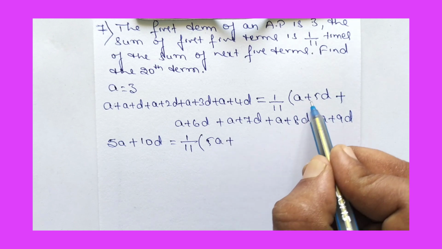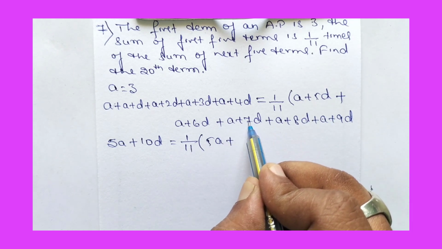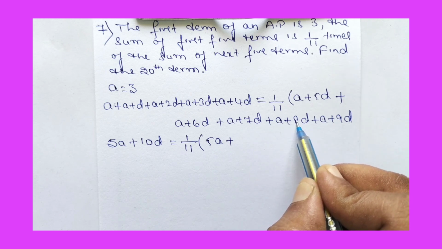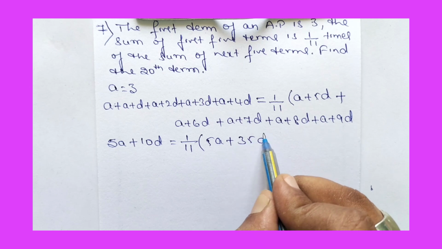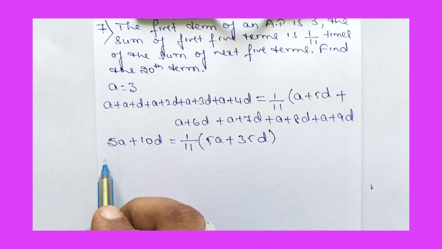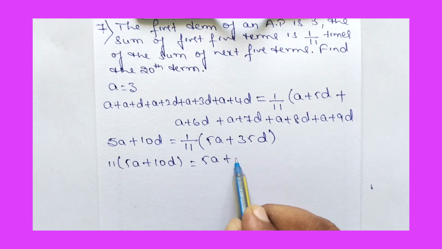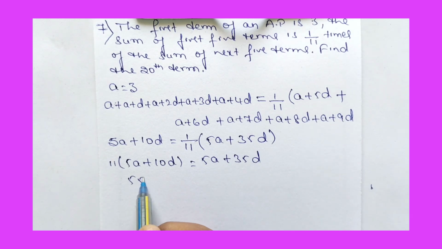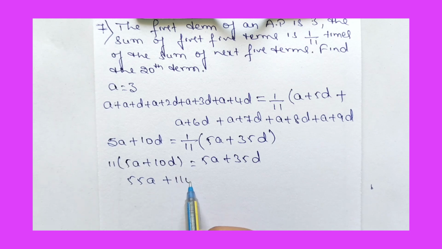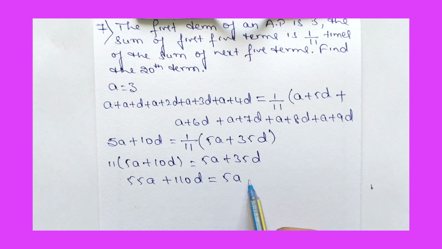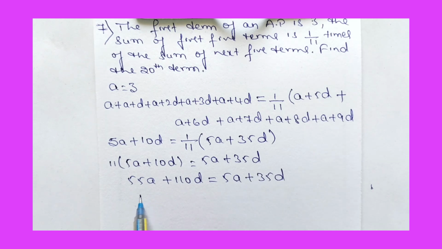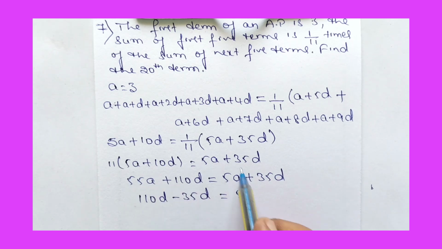the total of the next 5: 5a plus 5d plus 6d, 11d plus 7d, 18d plus 8d, 26d plus 9d, 26 plus 9, 35d. So now you multiply 11 here: 11 into (5a plus 10d) is equal to 5a plus 35d. So 11 fives are 55a, 11 tens are 110d, is equal to 5a plus 35d. So 110d, you shift plus 35d, it will become minus 35d. Is equal to 5a; you shift plus 55a, it will become minus 55a.